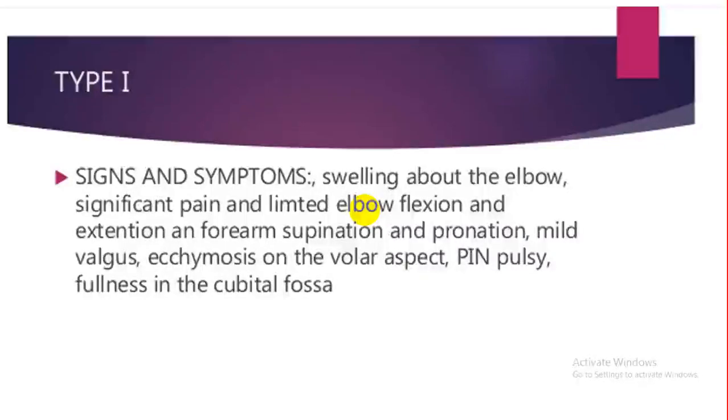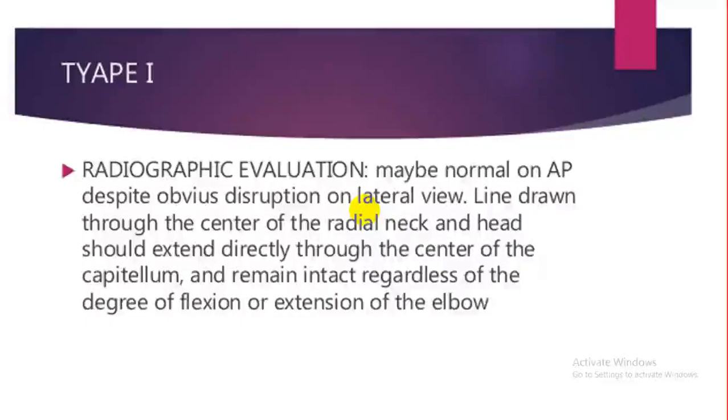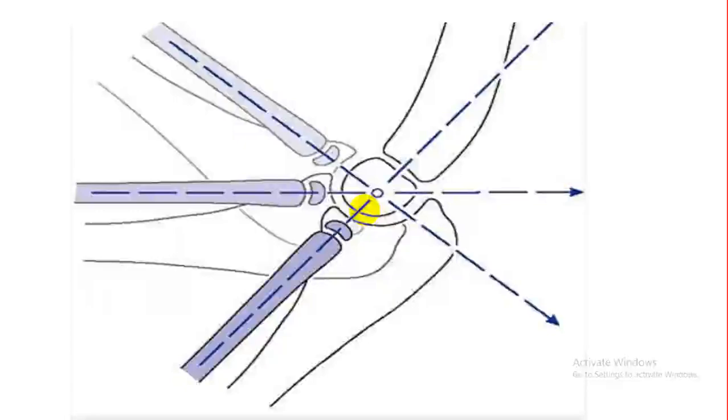Signs and symptoms: the usual pain, swelling, and limitation of movement. Radiography is the most important thing. The anteroposterior view may be normal, especially in type 1. The line passing through the axis of the radius, neck, and head must bisect the capitellum in any degree of flexion or extension.